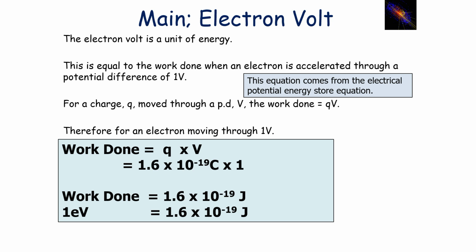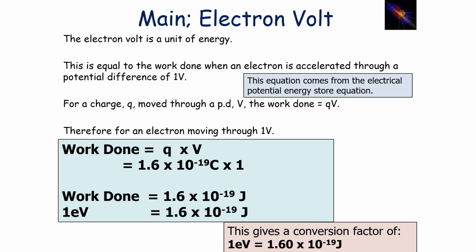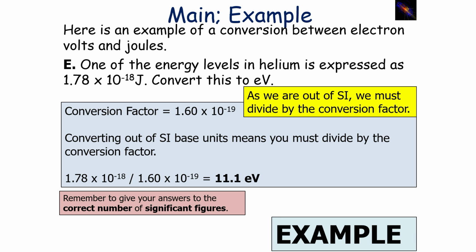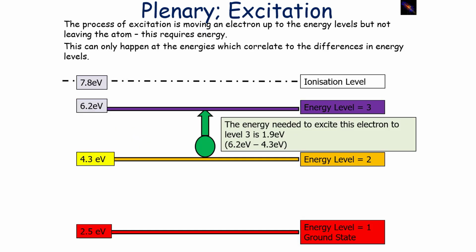Now 1 eV is 1.6 times 10 to the minus 19 joules. So if you wanted to convert from eV into joules, you multiply your value in eV by 1.6 times 10 to the minus 19. If you want to convert a value from joules into eV, you divide your value by 1.6 times 10 to the minus 19. Now we've talked about de-excitation, but the process of excitation is moving an electron up the energy levels but not leaving the atom, and this can happen when the energies correlate to the exact differences in energy levels. So in this case, the energy required to excite the electron in level 2 to 3 is 1.9 eV.